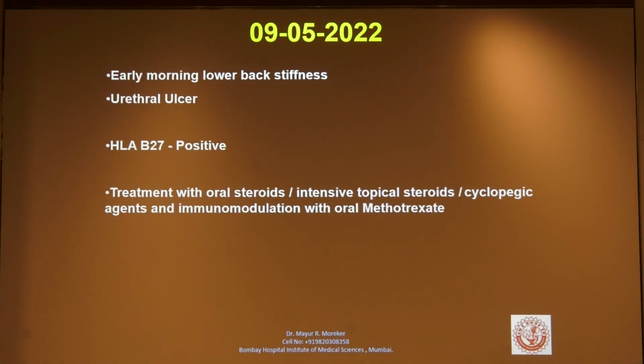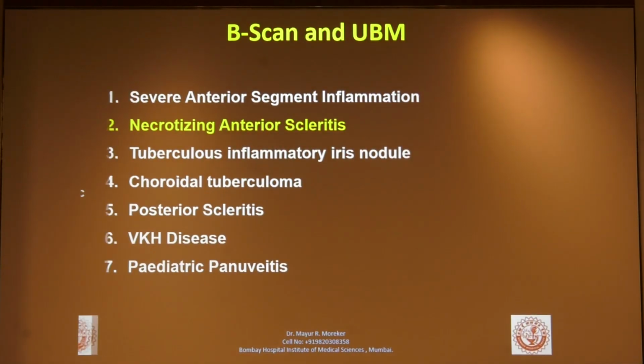On a little more inquiry, the patient was complaining of early morning lower back stiffness, and he himself confirmed that he had a urethral ulcer in the past and even now. He was tested for HLA-B27 where he was positive. He was treated with oral steroids, intensive topical steroids, cycloplegic agents, and immunomodulation with oral methotrexate. This is a case which highlights a more extensive involvement because of HLA-B27 more than the anterior uveitis that we all talk of.